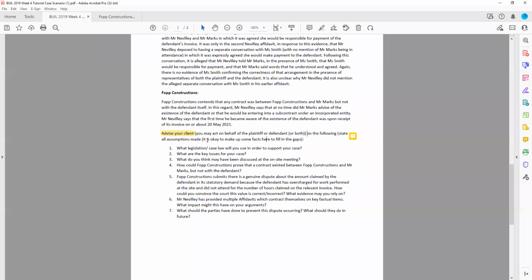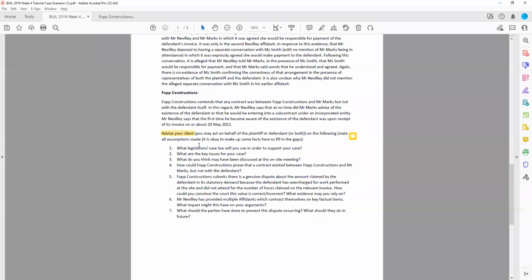Now, we've also got here that we need to state all assumptions made. So we know that there might be gaps in the material, and it is okay to make up some facts here to fill the gap. So if this was a week 10 question, we probably wouldn't get this. However, because it's quite early in the course, we've been told, you know what, you can make some assumptions and you can get a bit creative with your responses. Provided they're reasonable, this is a great way to show some facts that you think might be important, which are missing. Then we're going to have a look at the question.